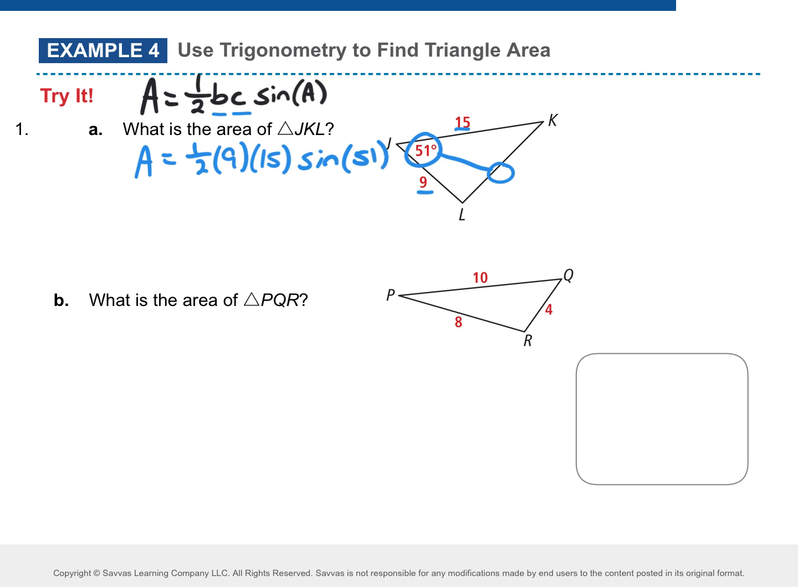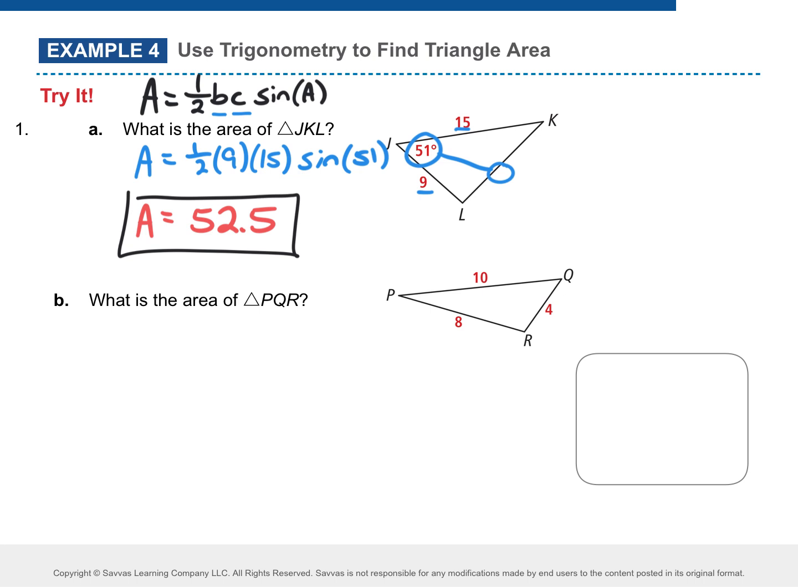What do we do once we get to this point here? Type it in your calculator. Yep, if you type this in, you get 0.5 times 9 times 15 times sine of 51. Anyone want to share? 52.5, yep. You should get 52.5. Your calculators might be giving you the wrong answer. Some of them need a multiplication sign in between there. Not all calculators make you do that, but some want you to put a multiplication sign in between there. Okay, we have the area.